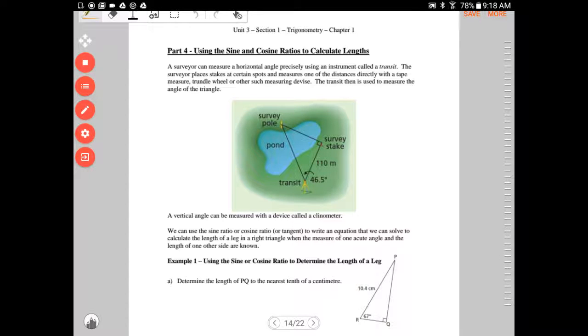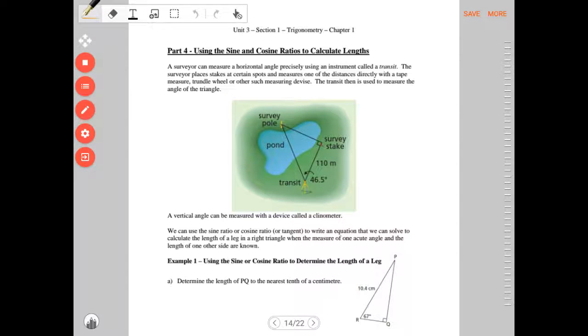Part 4, using the sine and cosine ratios to calculate lengths. So, a surveyor can measure a horizontal angle precisely using an instrument called a transit. The surveyor places stakes at certain spots and measures one of the distances directly with a tape measure, trundle wheel, or other such measuring device. The transit then is used to measure the angle of the triangle.